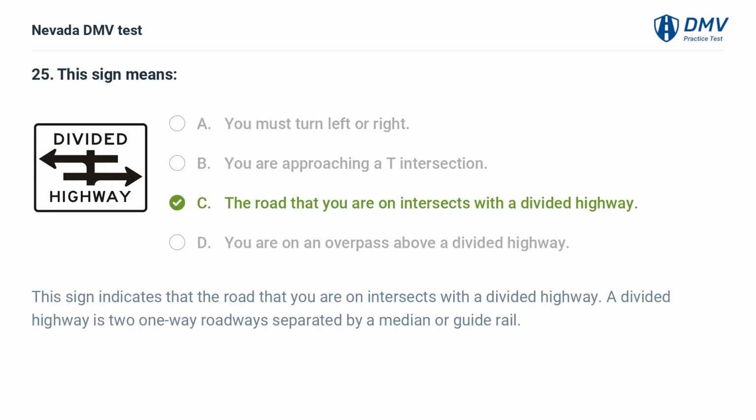C. The road that you are on intersects with a divided highway. This sign indicates that the road that you are on intersects with a divided highway. A divided highway is two one-way roadways separated by a median or guide rail.